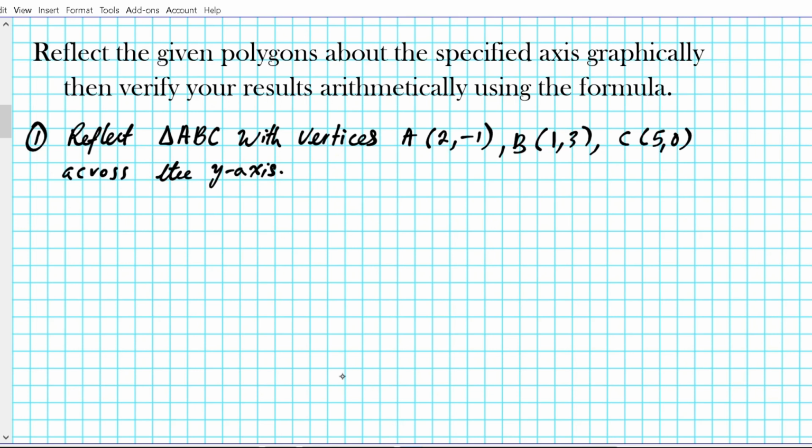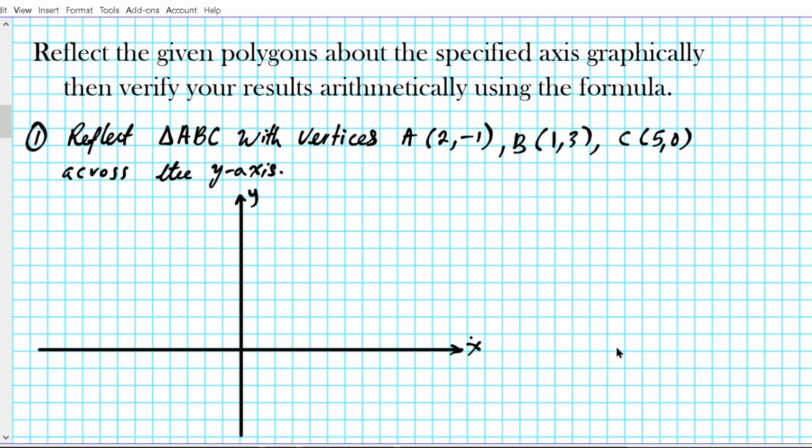Basically, we have to draw the triangle. We'll draw the pre-image and then the image. All right, so let's see, triangle ABC, A is (2, -1) and all the other ones are positive, so it's going to be in quadrants 1 and 4. So this is our x-axis, and there's our y-axis.